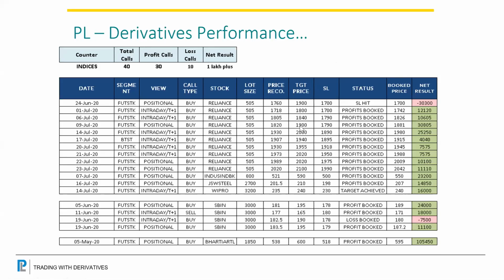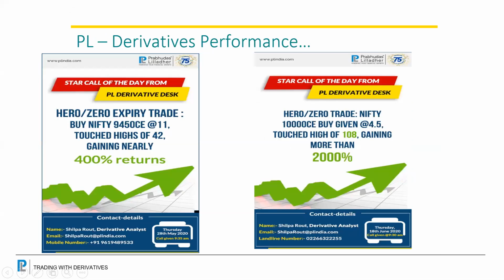And I would also share this. Like I was saying, the hero zero expiry trade, the kind of returns that we see. At one time, I had given the 94.50 call at 11 rupees, and it went up to 42, gaining more than 400%. And recently I gave this 10,000 call at 4.5 and it touched a high of 108. Actually, the returns were approximately 2,400%. So hero zero is very little investment and huge profit upside. So this is how we do it.